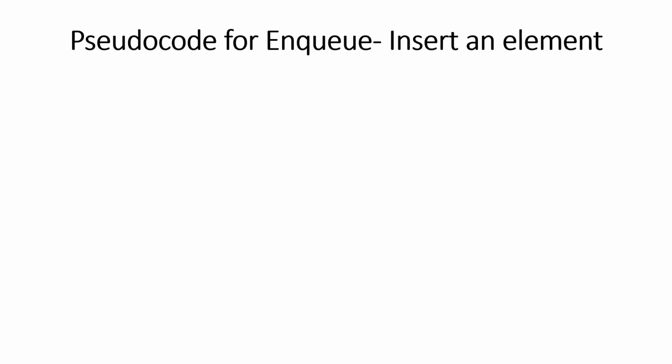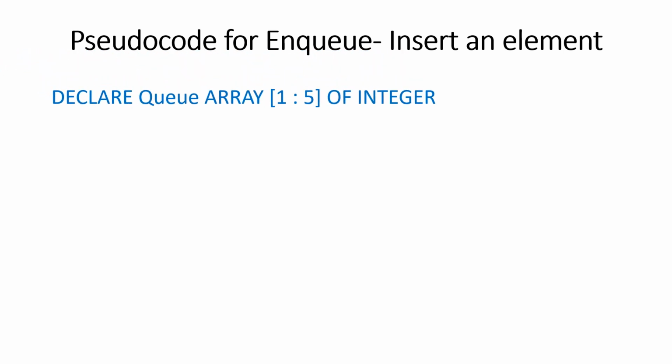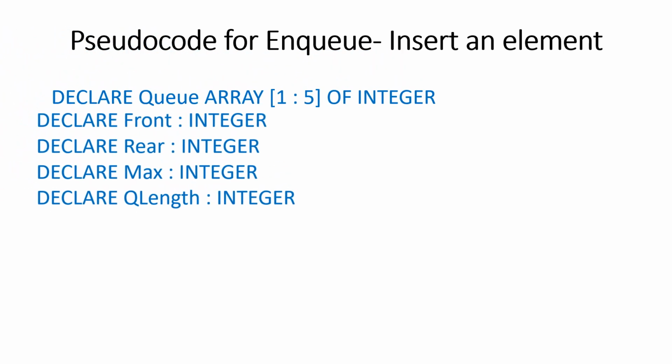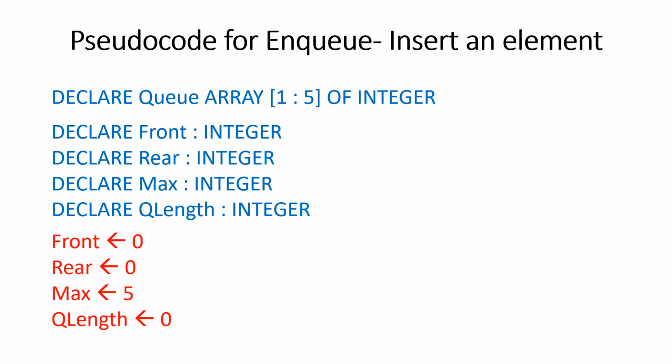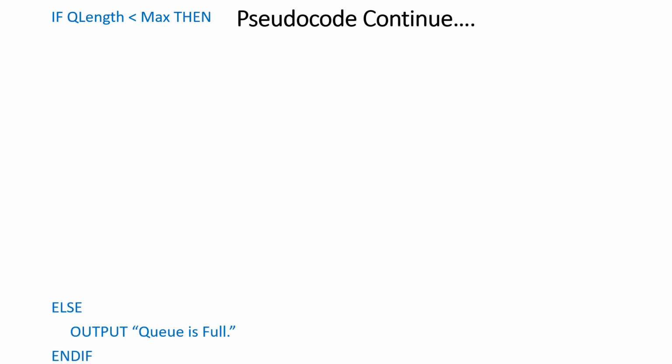Let's write again all the pseudocode statements step by step which we have discussed for Enqueue. Declare queue as an array of integer type and then declare all the variables which we need. Assign the initial values to the variables. Check if queue length is less than max. If no, then display message queue is full. And if yes, then only we can insert an element. Let's find out new rear to insert new element.